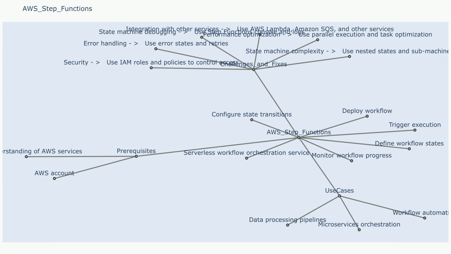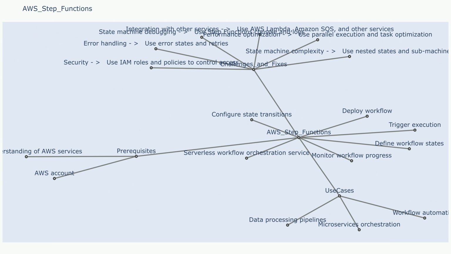Performance optimization: improving the speed and efficiency of workflow execution. Use parallel execution: execute multiple states concurrently to accelerate execution time for independent tasks. Task optimization: optimize individual tasks within your workflow to improve their efficiency and reduce execution time. Use caching strategies: implement caching mechanisms to avoid redundant computations and improve overall performance.